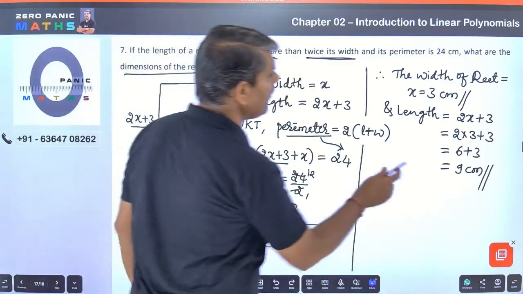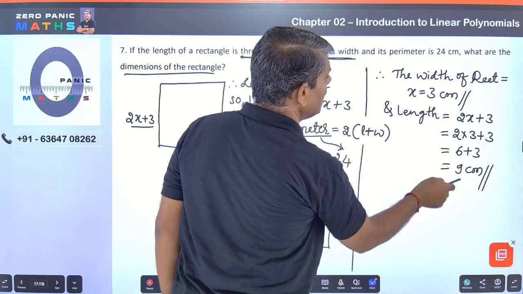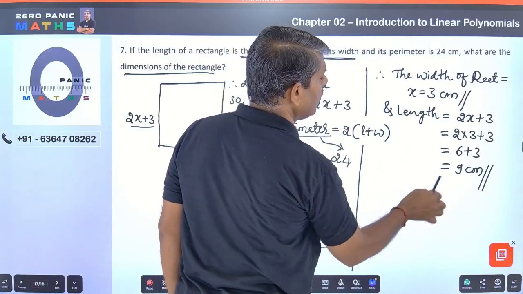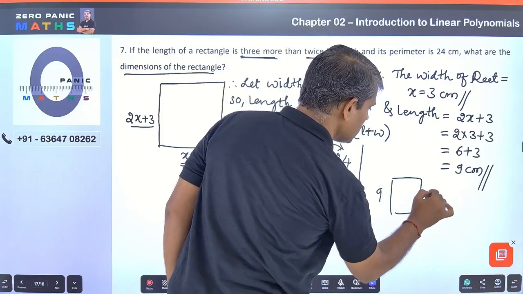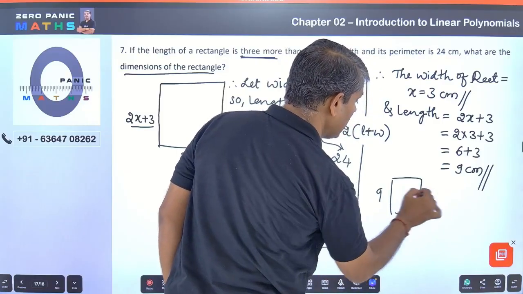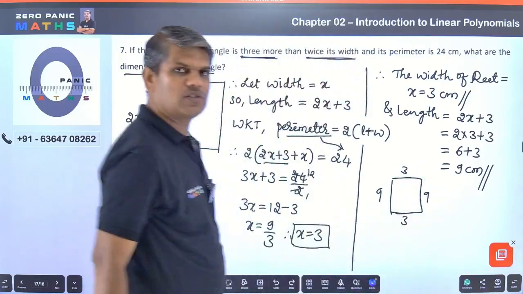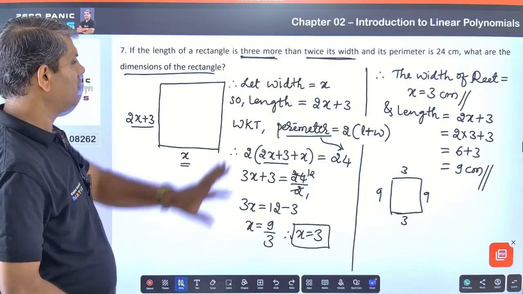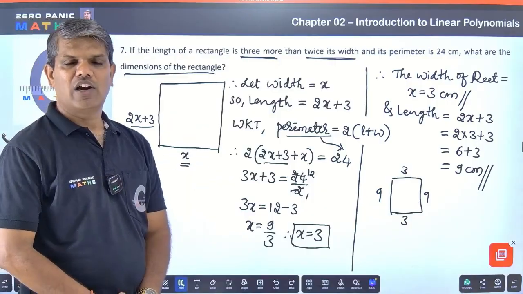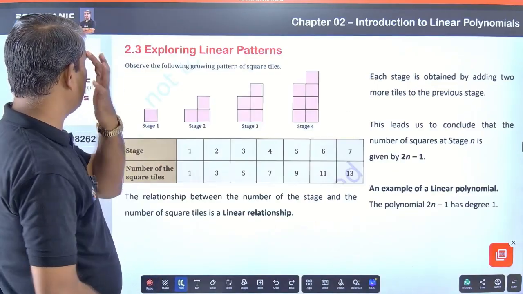Okay, you can verify that 9 centimeter and 3 centimeter as length and width, whether you get the perimeter as 24. You see that if this is 9 centimeter, this is also 9 centimeter. 9 plus 9, 18, plus 3, 21, plus 3, 24. So it is a 24 centimeter perimeter rectangle. We got it with this information. Understood this?